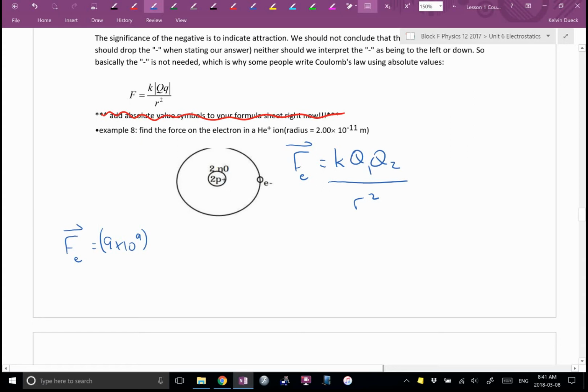But what's the charge on a neutron? I don't care about the charge on a neutron. Oh, I got a latecomer.